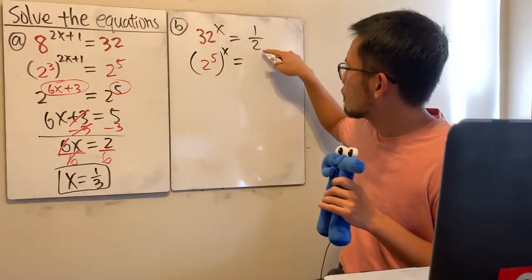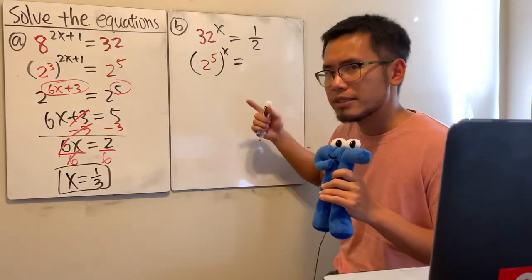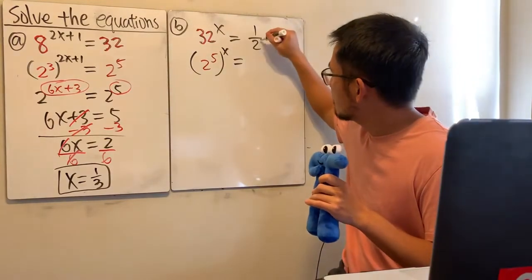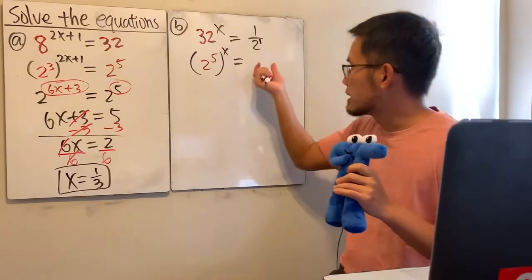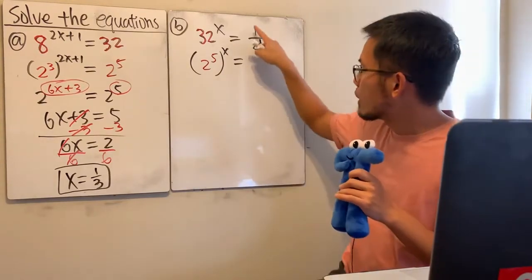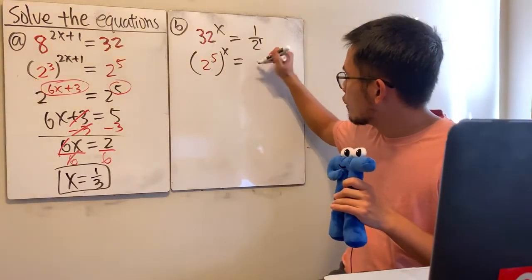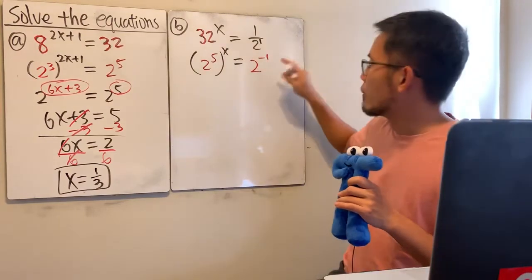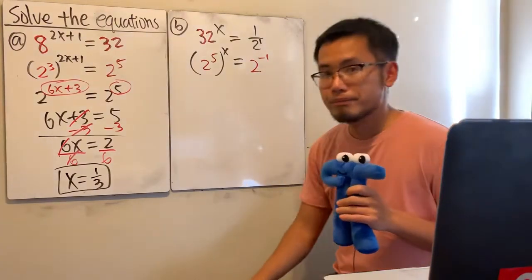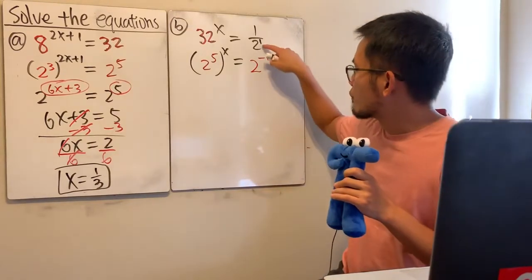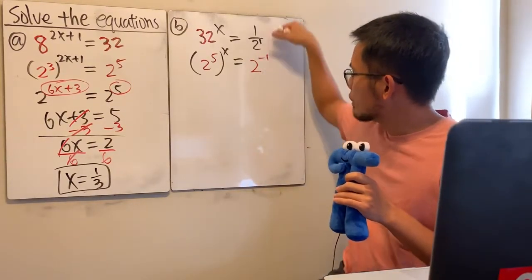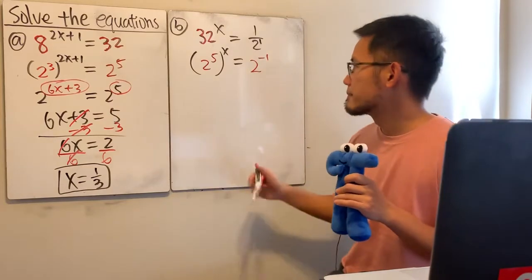Alright, we have 1 over 2, which is the same as saying 1 over 2 to the 1st power, right? Because I need to make sure this is a power of 2. So, I will write this as 2 raised to the negative 1 power, from here to here. Again, we have to have the base being equal to 2. When you have the fraction, the 2 on the bottom, bring that up, you have the negative power like this.